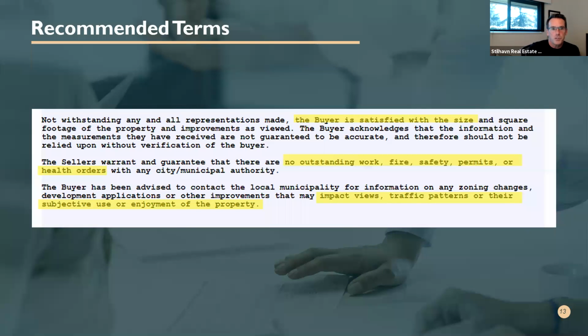So you always want to make sure that you've got something like this. I like this one because it's a little bit more detailed. Notwithstanding any and all representations made, the buyer is satisfied with the size and square footage of the property improvements as viewed.